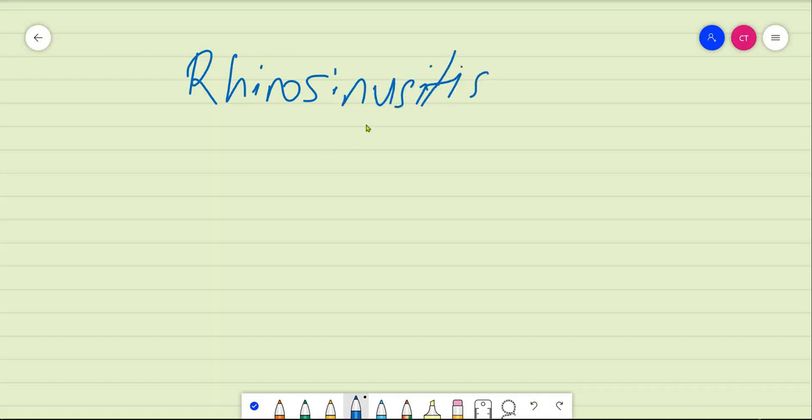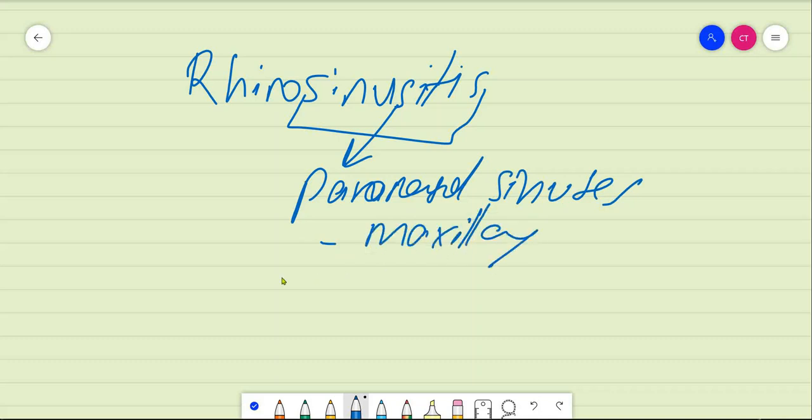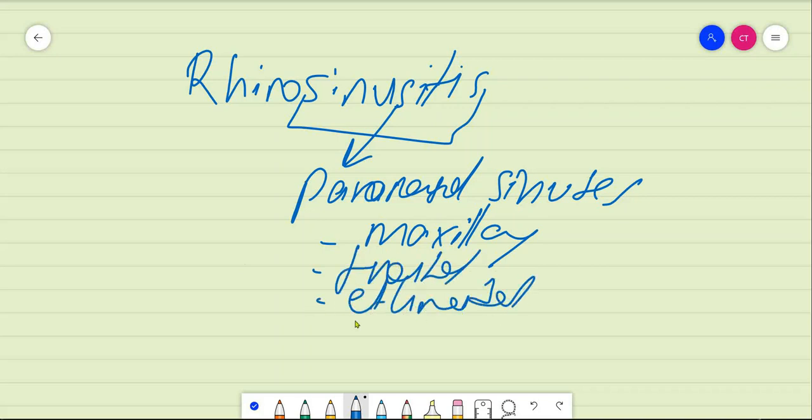In the past, people were calling this disease only sinusitis. So, this is the paranasal sinuses of the face. And these are the maxillary sinus, frontal, ethmoidal, and sphenoidal. So in the past, people were only referring to this disease as sinusitis.